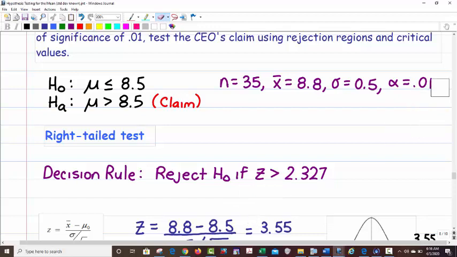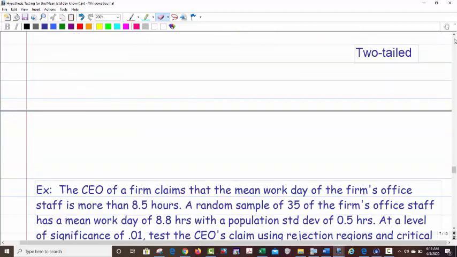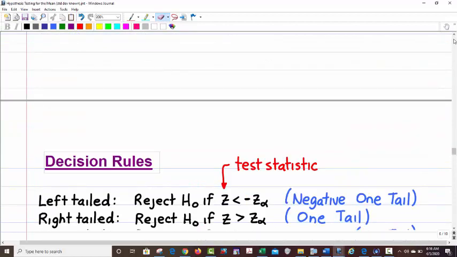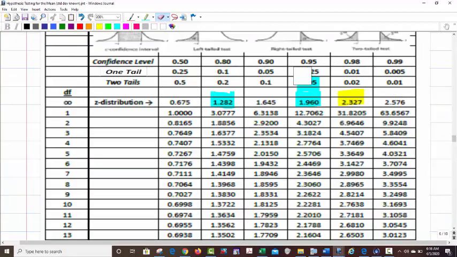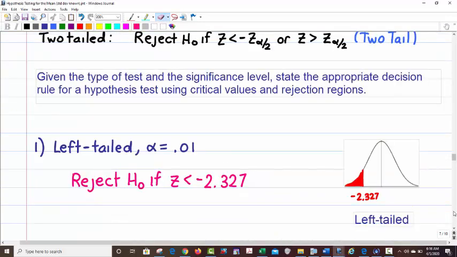So 0.01 is my alpha. One tail, which that number already happens to be there, so I'll leave it. Right there below that block right there. There's 0.01, one tail row. And there it is, 2.327. So we're going to reject that H0 if the test statistic z that we calculate turns out being greater than 2.327. If not, we'll fail to reject.